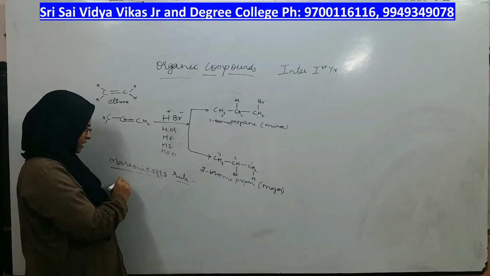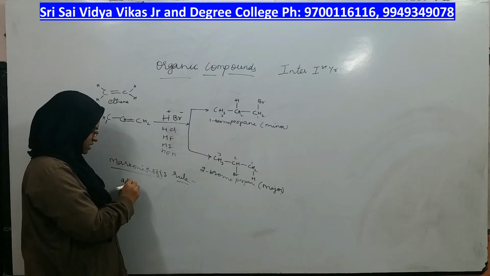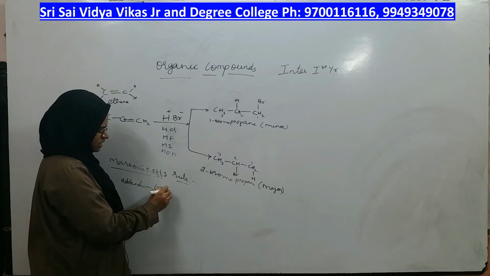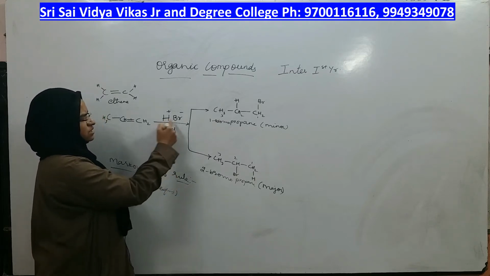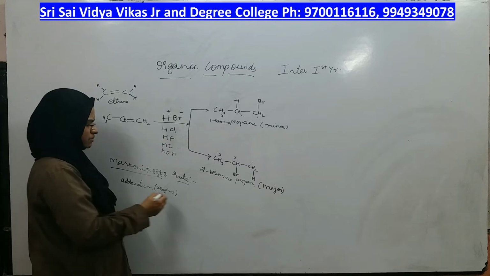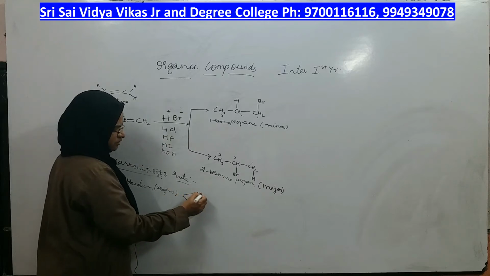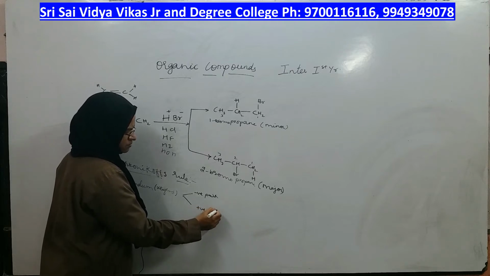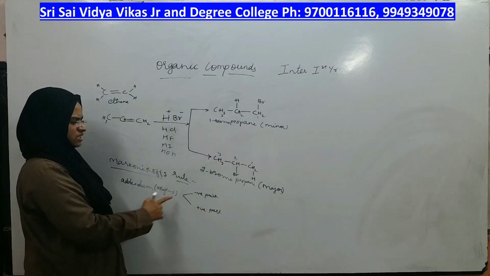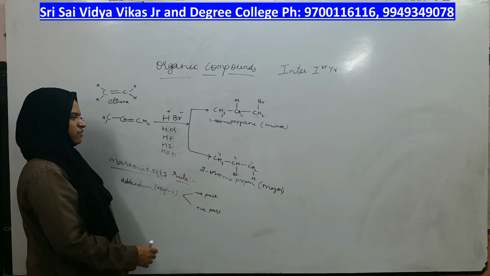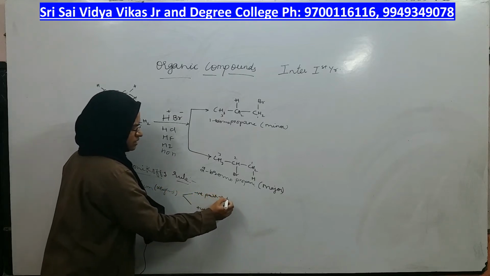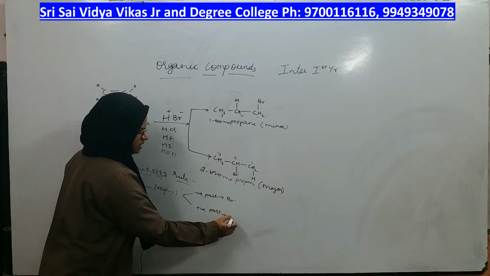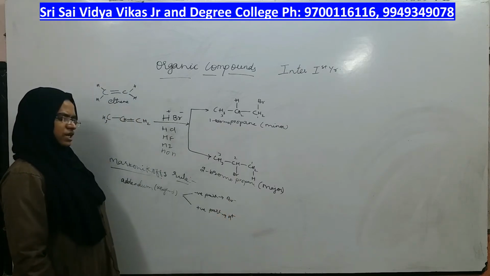The negative part of the addendum means what? Reagent. Addendum means reagent. What is the reagent you are using for this reaction? This is the reagent. What is the negative part of the addendum? Addendum means reagent. It has a negative part as well as a positive part. What is the negative part in this case? Br minus is the negative part. What is the positive part in this case? H plus is the positive part, right?